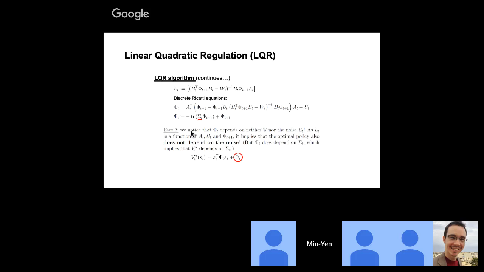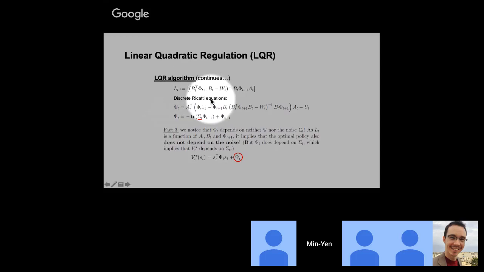So combine this, we can find that actually phi t depends on neither psi or noise sigma. So our optimal policy is LT, which is the linear term here, a function of AT, BT, and phi T plus 1, which implies that the optimal policy actually does not depend on the noise. But phi here, we have this sigma term.